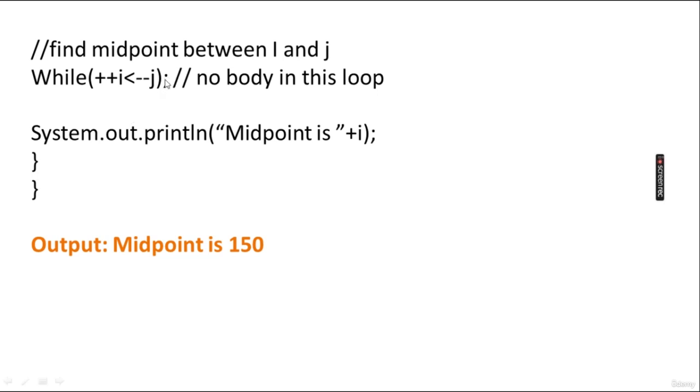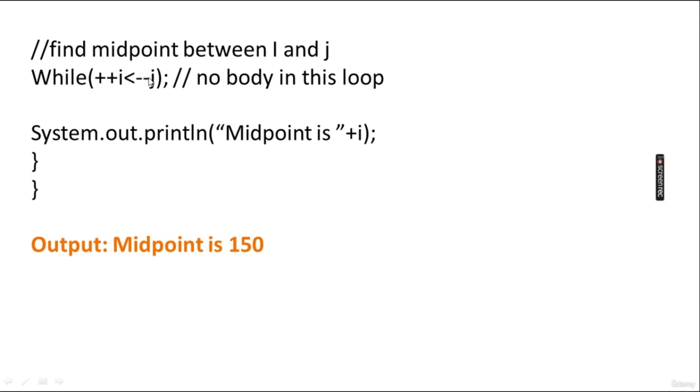Here only a semicolon is given. Then 102 is less than 198, yes. 103 is less than 197, yes. 104 is less than 196, yes. This way it continues until the values meet at 149 and 149.